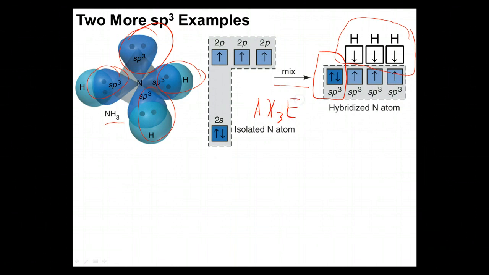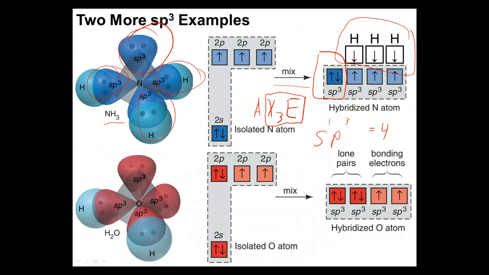AX3E geometry, having the same shape as sp3. Notice what we're saying is we have one s orbital mixed in. We have 3 p orbitals, meaning we have a total of 4 orbitals. We have a total of 4 regions of space, aka orbitals, that have electrons in them. Total of 4, 3 plus 1 is 4. These end up giving the same result either way.